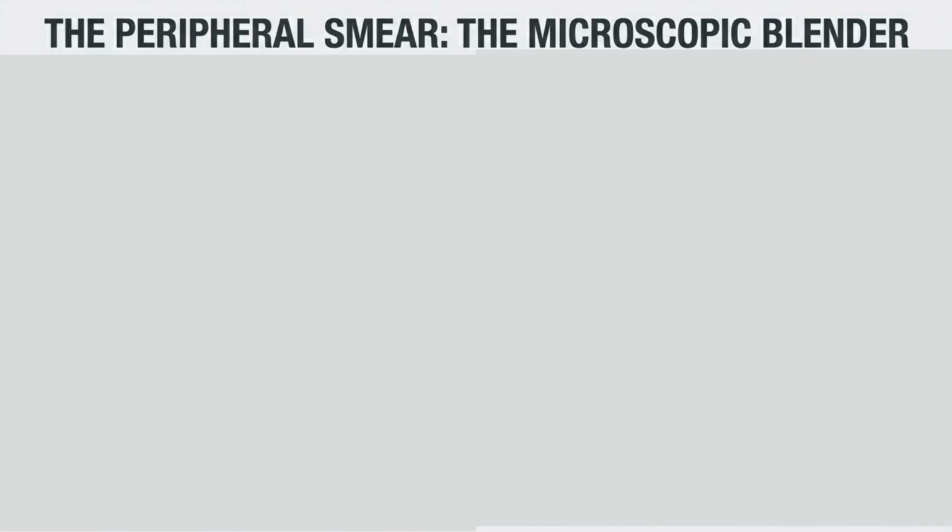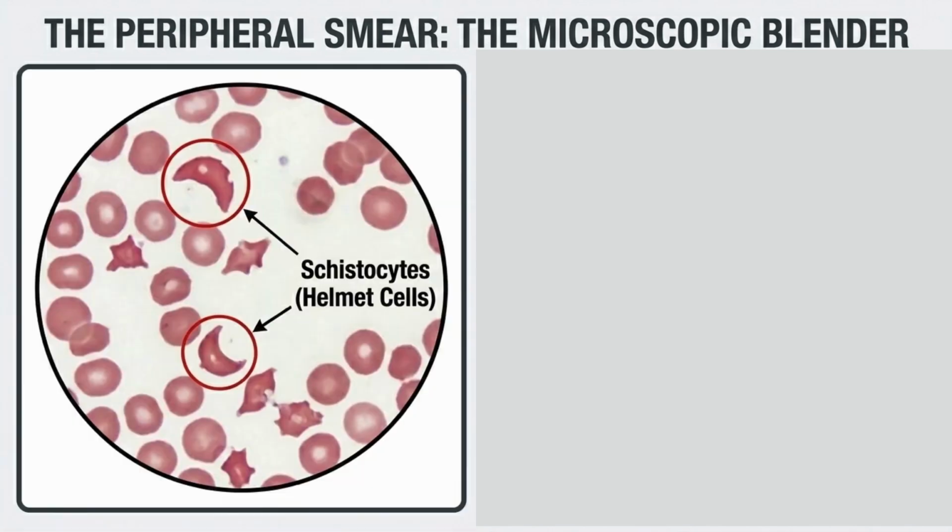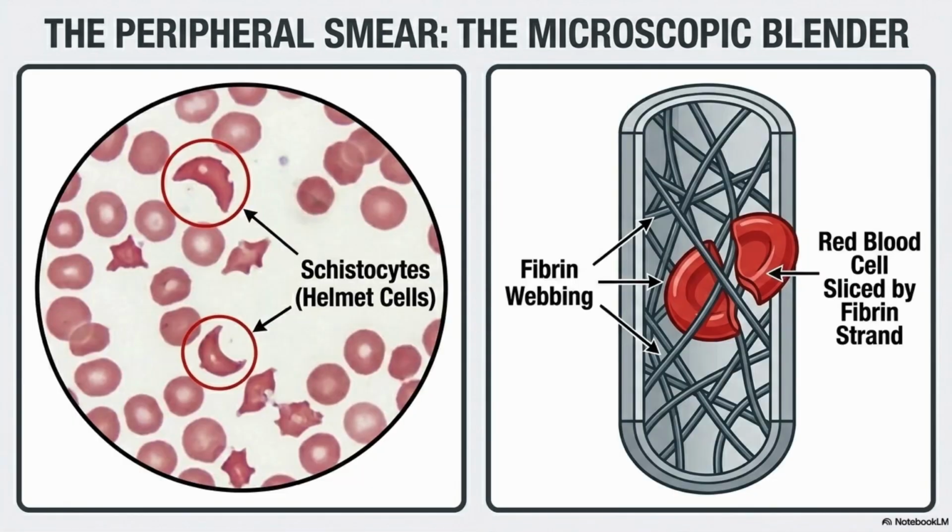When we look at the peripheral smear, we see the devastating microscopic blender. You will see schistocytes, also known as helmet cells. The intravascular clots create a dense fibrin webbing. As a healthy RBC attempts to squeeze past, it is violently sliced in half by the fibrin strand.